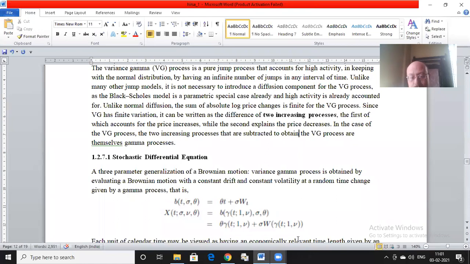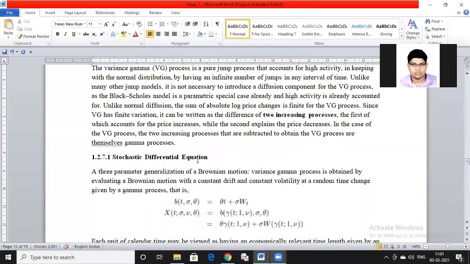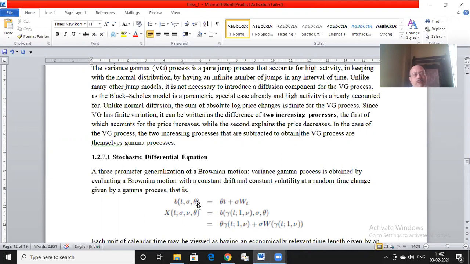So, okay, interpreting the silence to my convenience, let me start talking about the differential equation. So the SDE for the variance gamma process is a 3-parameter generalization of a Brownian motion. So it starts with the Brownian motion, but then it augments it in a certain way. How does it do it? So let me first look at the first equation.